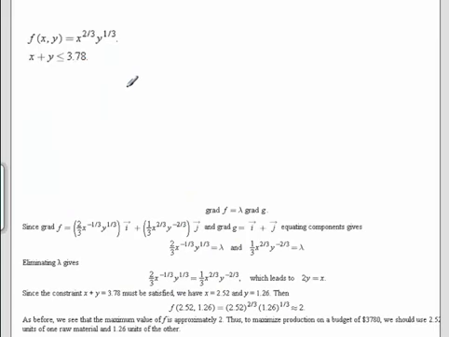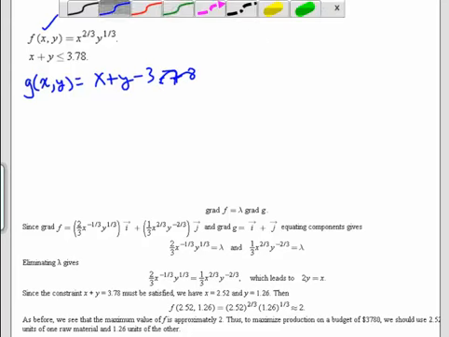Okay, so how does this work? What we do is, given some function f(x, y), and some other function g(x, y) which equals x plus y minus 3.78, we could find their respective gradients.